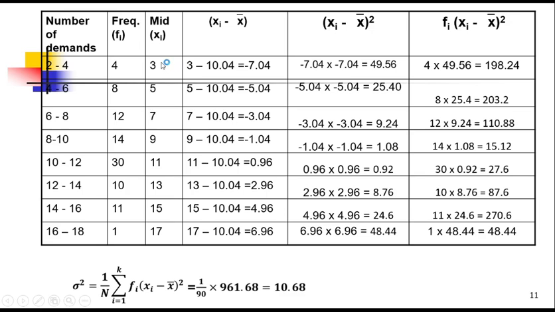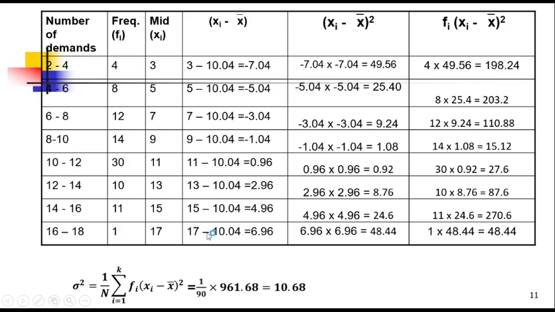So 3 minus, for this class mid xi is 3, minus the average 10.04, so that is minus 7.04. Next is 5, this is the mid xi value 5. Mean will remain the same, minus 10.04, so minus 5.04. 7 minus 10.04 is minus 3.04, like this we get. So some values we get negative, after that we start getting positive values. This will happen because you are taking the deviation from the average. So some mid xi values will be less than the average, some will be more than the average. So this will be a combination of plus and minus.